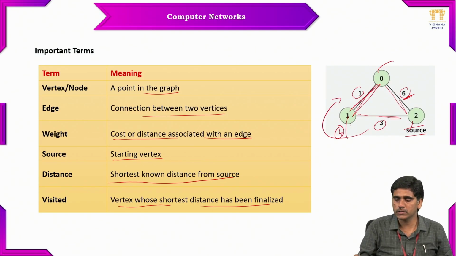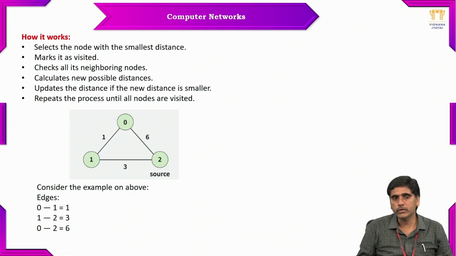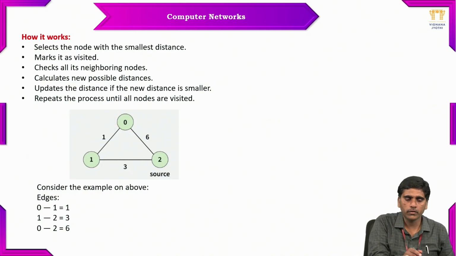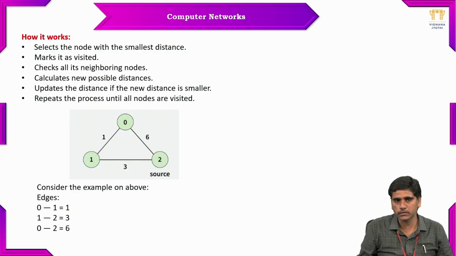So here, the vertex whose start distance has been finalized is what? Visited. So this one is a visited node. And how does the shortest path algorithm work to find the shortest distance between two or more nodes? First, we have to select the node with the smallest distance.